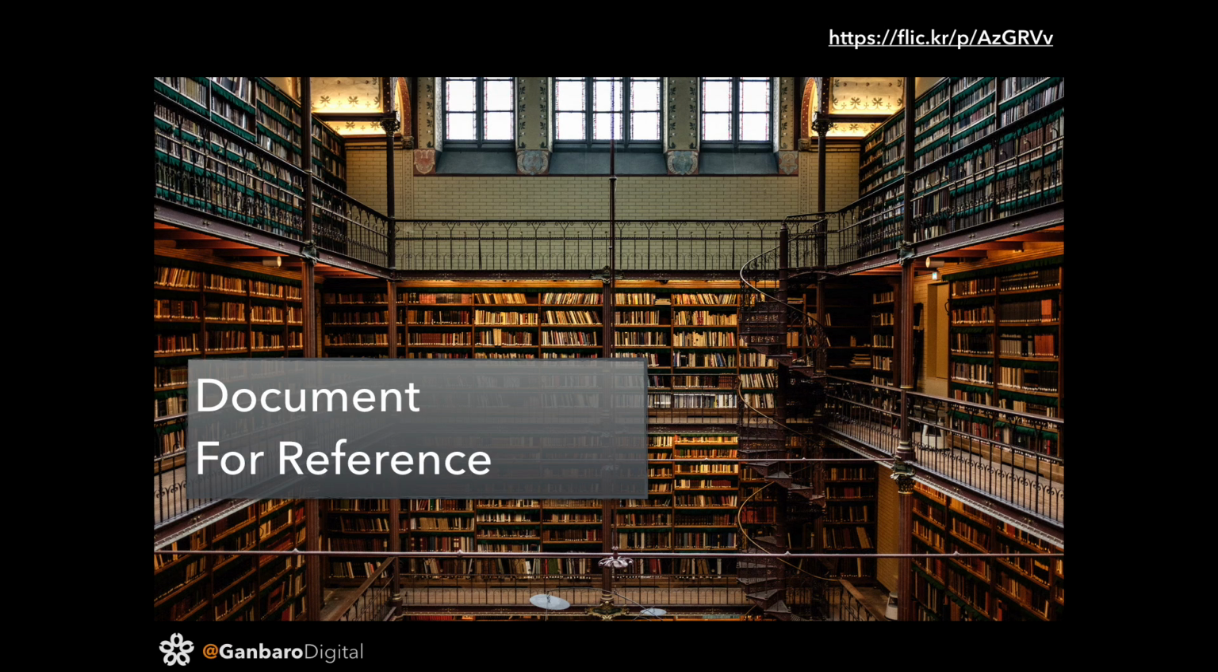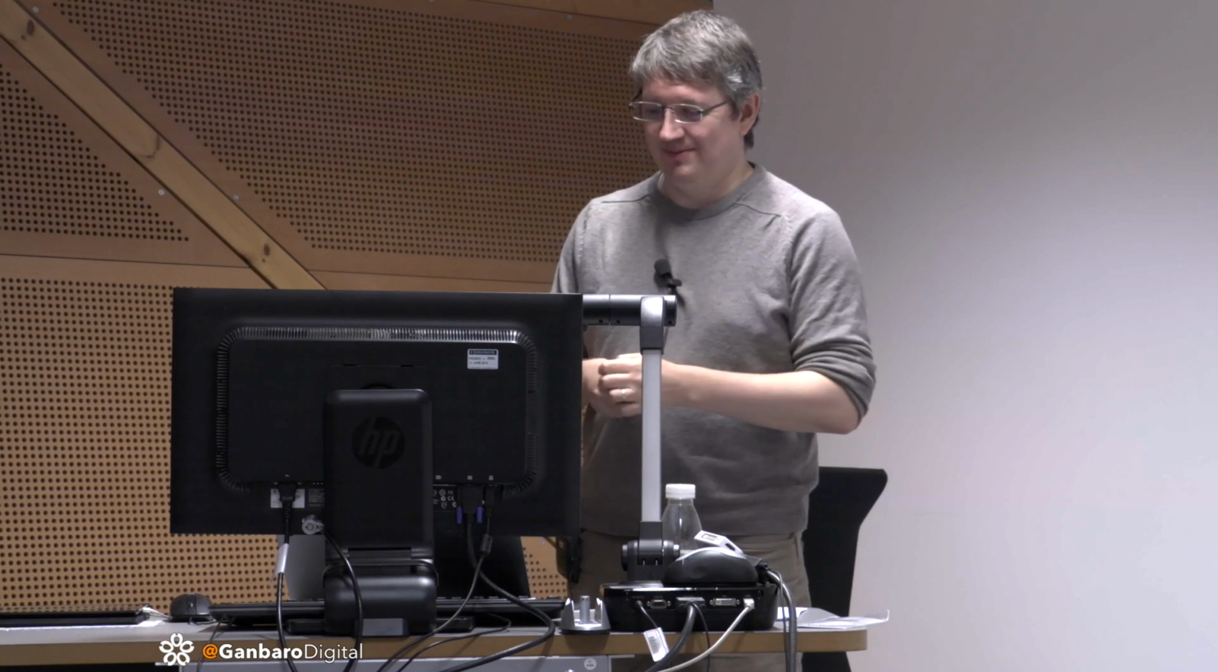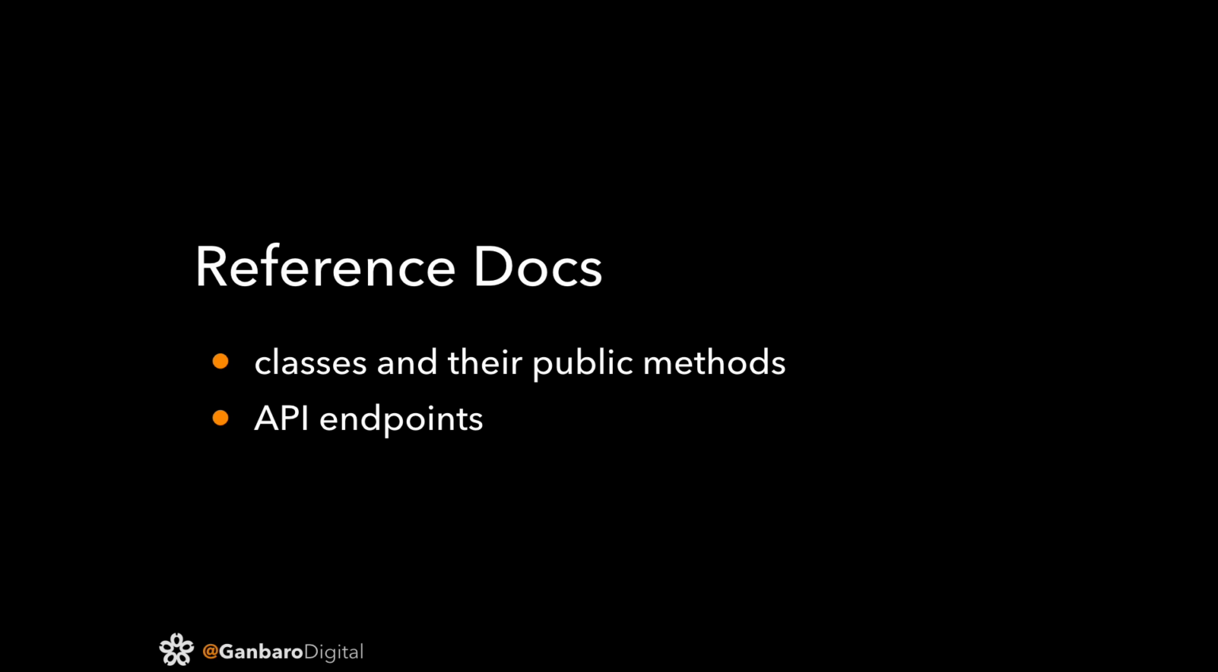Reference documentation's the obvious one. What does this method do? What are its parameters? What do they mean? Just saying something's a string is pretty useless because most things aren't just strings. The content of the string matters, for example. What does it return? Does it not return anything? Things like that. So classes, their public methods, API endpoints. I mentioned the Stripe documentation earlier.